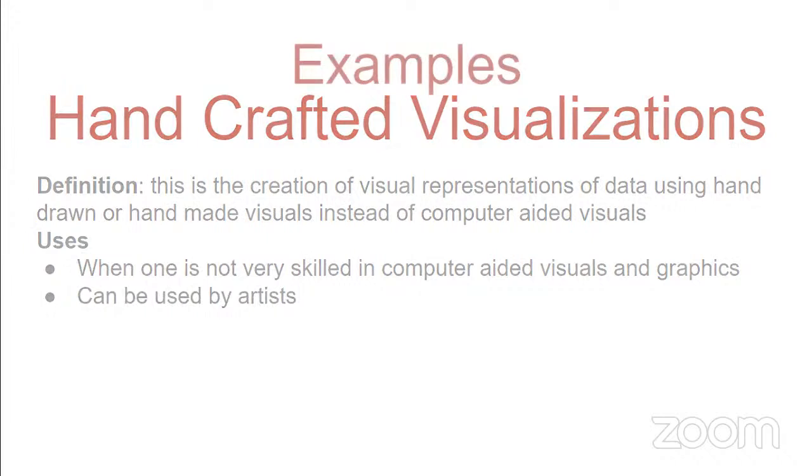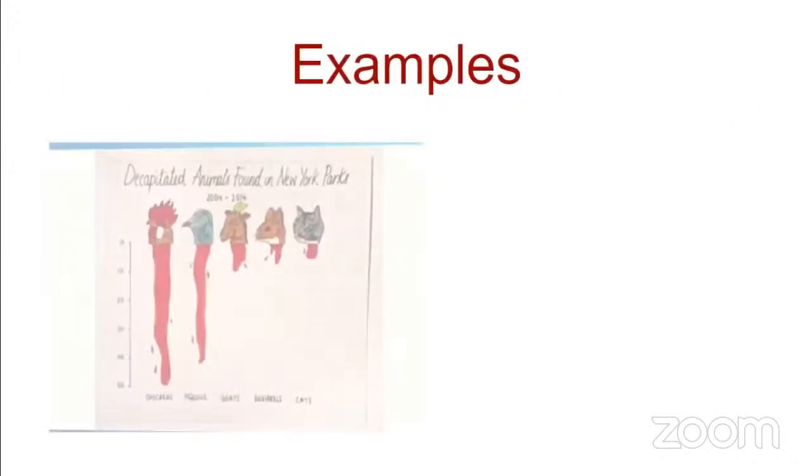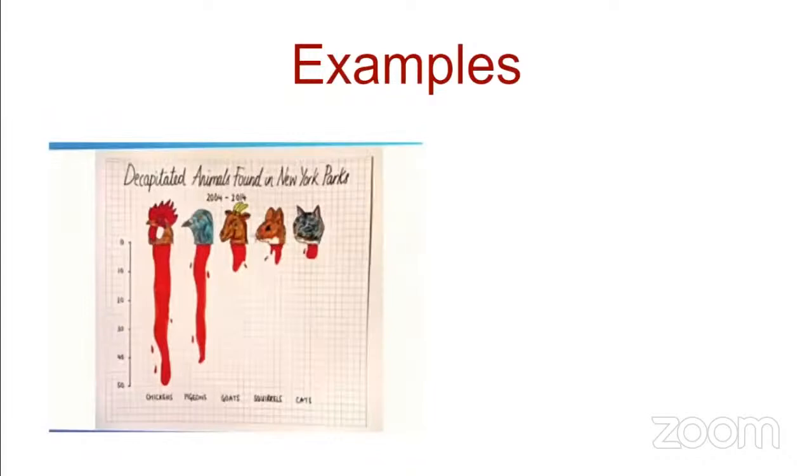I'm just going to go through examples. The first one is she highlighted the number of decapitated animals found in New York first. So a chicken, a pigeon, a goat, a rabbit, a cat. And then the blood from the decapitated animals, she uses that to show the scale. She puts it at the top, and she puts an inverse scale, starting from 0 coming downwards towards 15, and of course she has the labels for each of them.